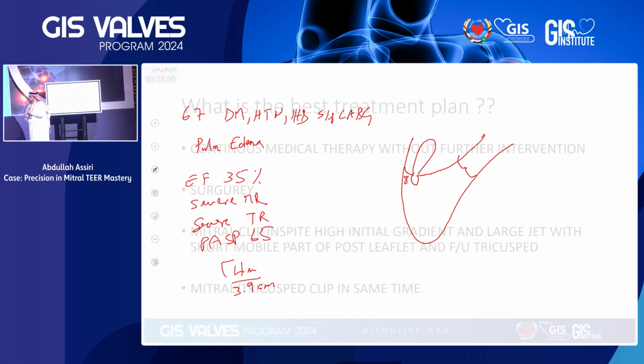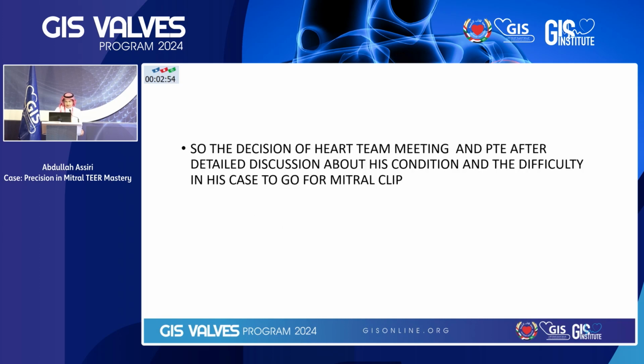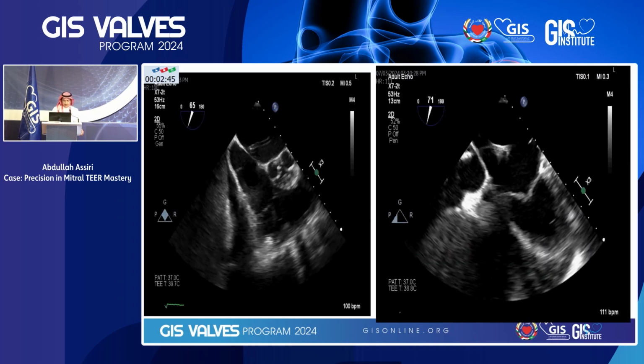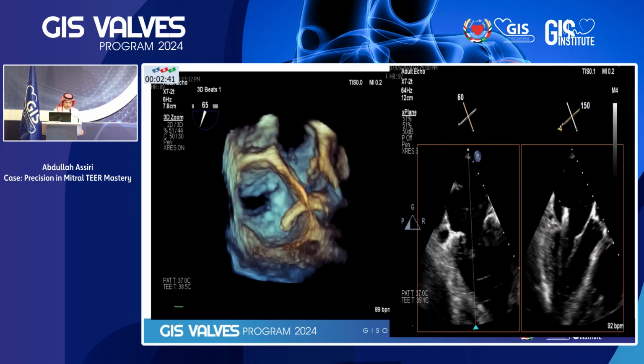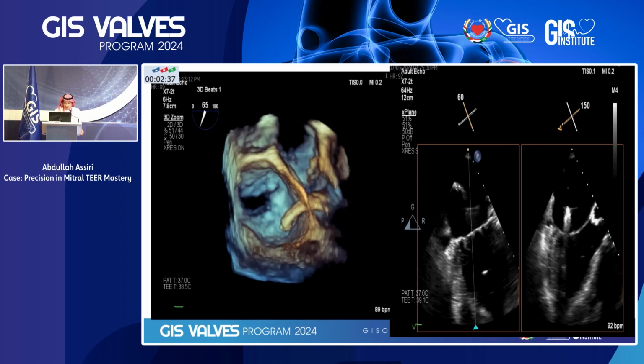Okay, so a symptomatic patient with frequent admissions with pulmonary edema and this difficult anatomy. As a heart team meeting, after thorough discussion, we decided to go for mitral clip. This is during our procedure, after puncture. This is a guide in 3D in the LA. We are adjusting our clip.